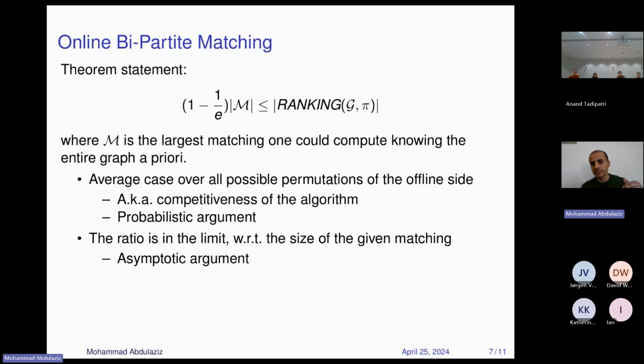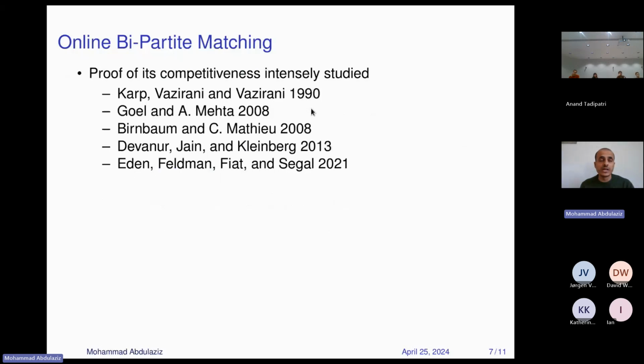But proving this bound has a lot of aspects to it. The first one is the probabilistic aspect, because you're talking about an algorithm that does these random permutations. The second one is the graph theoretic aspect, and the third one is the asymptotic part, because this is in the limit. So I'll briefly talk about two aspects of the proof, the probabilistic and the graph theoretic one, and we'll not talk about the asymptotic one.